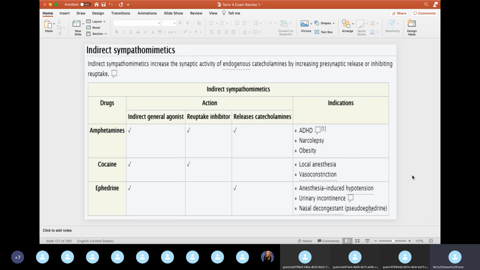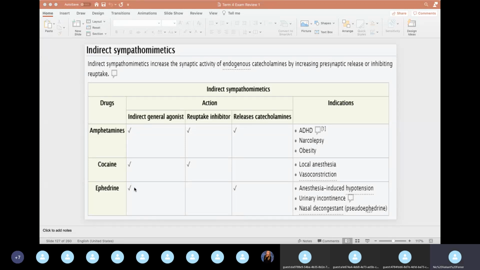Next, indirect sympathomimetics. They increase the activity of your catecholamines by what? Inhibiting reuptake, okay? So look, 3 important high yield indirect sympathomimetics, amphetamines, right? Reuptake inhibitor, indirect general agonist, and it releases catecholamines. Used for what? ADHD, narcolepsy, obesity. Cocaine, yes, reuptake inhibitor, right? Indirect general agonist also. It is used for local anesthesia and for vasoconstriction.